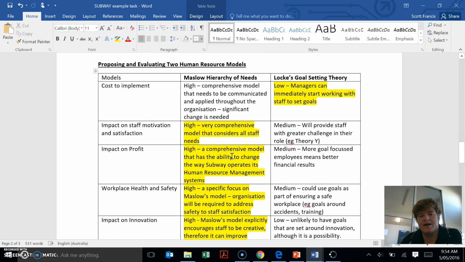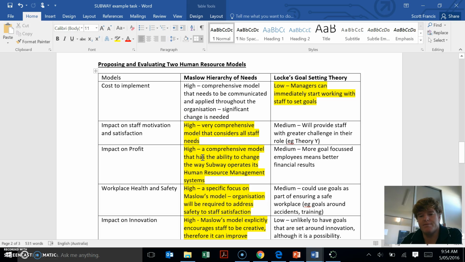Okay. Impact on staff satisfaction and motivation. Right? It could be medium with Locke's goal setting theory, right? And I've linked that to theory Y that we talked about on the previous video, the theory X, theory Y, because it'll provide a little bit of meaning and challenge in the work for people. But for Maslow, this is really comprehensive. This is looking at the key needs of people. And even if you don't agree, there's some people who criticise the Maslow model and say people don't move from one to the other, and we discussed this. Even if people don't move from one to the other, you've considered all the key needs for staff in there.